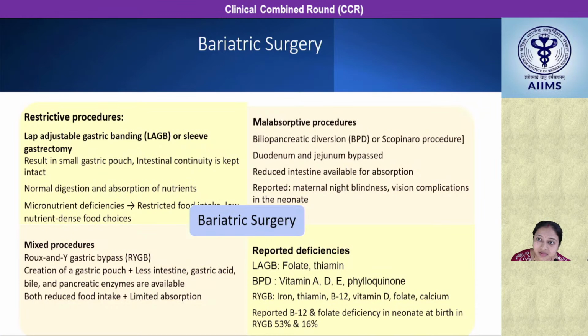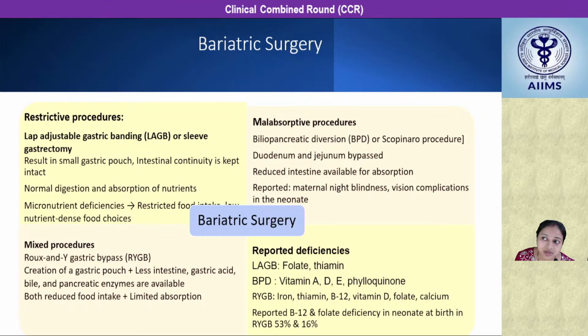There are three types of bariatric surgeries: restrictive, malabsorptive, and mixed procedures. Restrictive has adjustable gastric banding and sleeve gastrectomy, in which a small gastric pouch is created while intestinal continuity is kept intact, so that digestion is normal and absorption of nutrients is also intact. So micronutrient deficiencies can only occur because of restrictive food intake or low nutrition dense food choices.